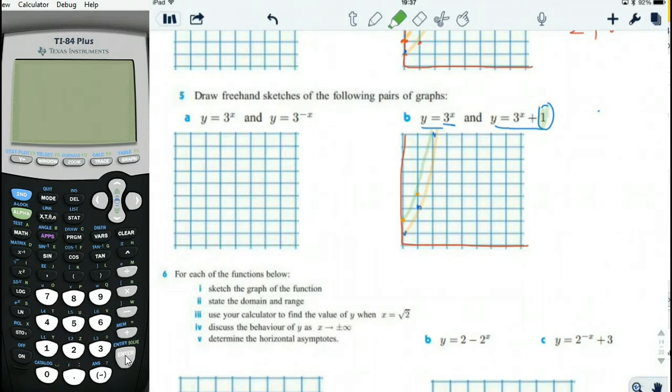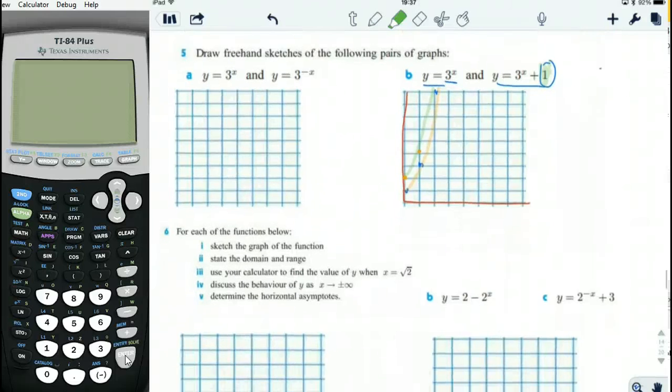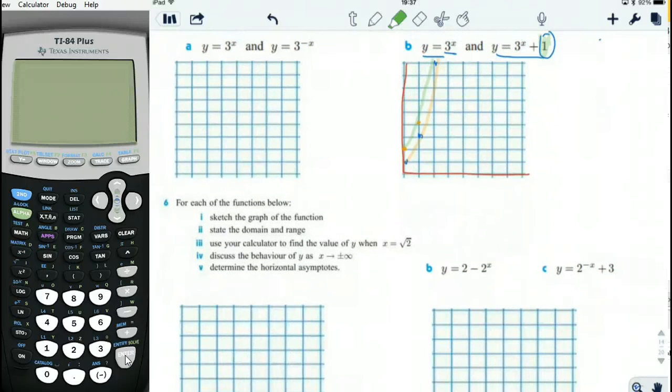During the investigation, we saw that if you add a number here, it simply raises the whole thing up. It's a way of moving the graph up and down. And in fact, not only does it move the graph up and down, but the horizontal asymptote is also moved up and down. So the horizontal asymptote in this case is going to be y equals 1 instead of y equals 0.